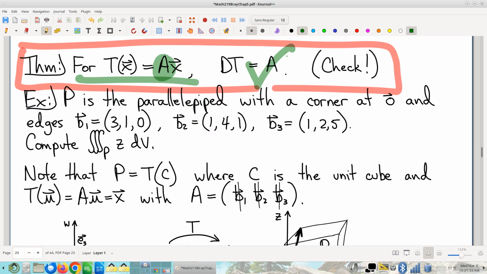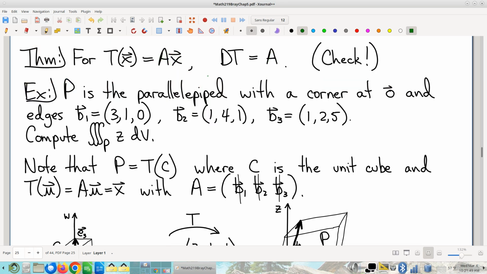You can just write down any 2 by 2 matrix, multiply it out to find the formula for the corresponding linear transformation, compute the derivative matrix of it. You will get the original matrix back. It's almost like a little magic trick.